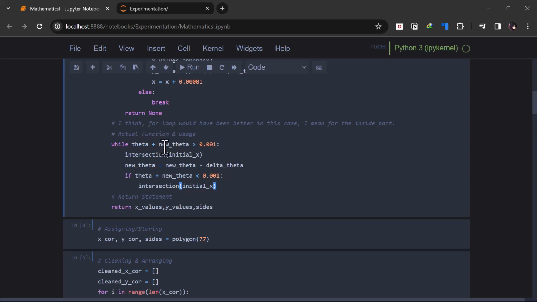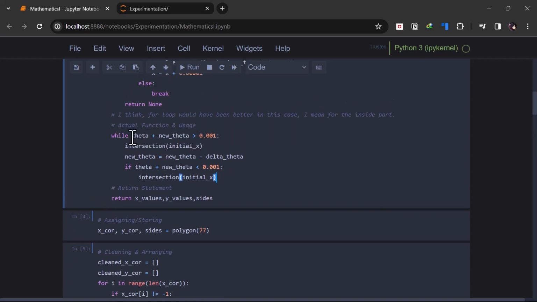So even if the second one is not exactly minus 2, it will be very close to minus 2, because obviously, as I have said, we are dealing with approximation. So their summation would be very close to 0. It will definitely be less than 0.001. So in that case the loop will stop.